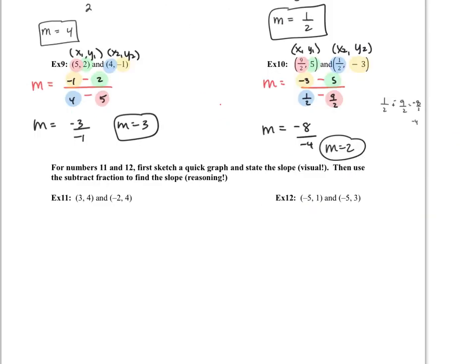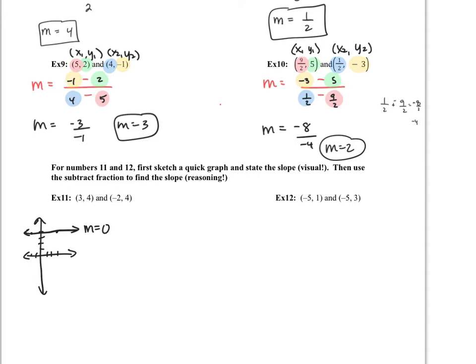So let's look at numbers 11 and 12. On 11 and 12, I'm going to do a quick sketch. So I'm just going to set up a y-axis, an x-axis, and I'm going to graph the point 3, 4, and then I'm going to graph the point -2, 4. I'm going to connect. So just based on my knowledge of types of slopes, I know that this horizontal line has a slope of 0.